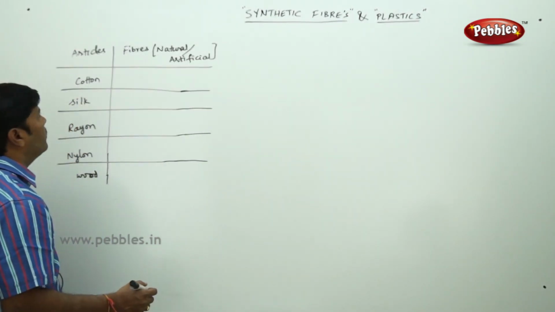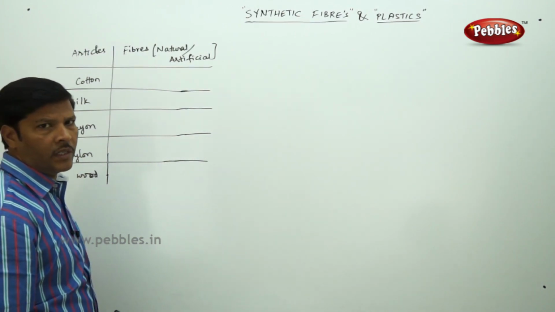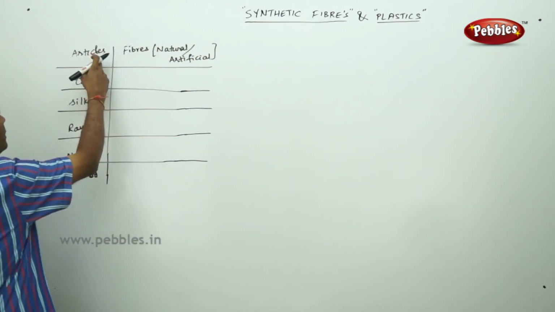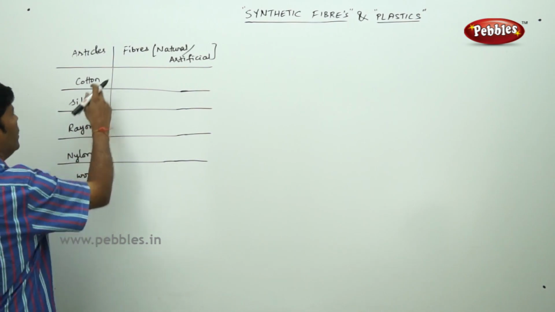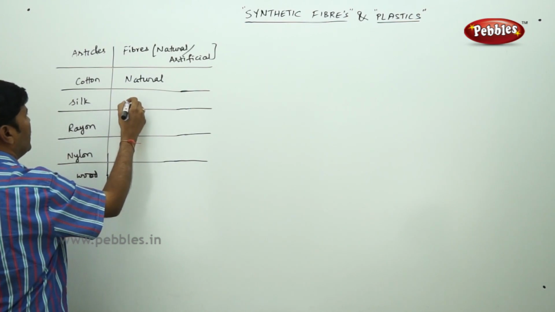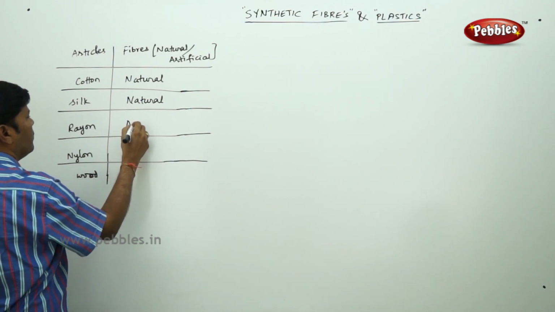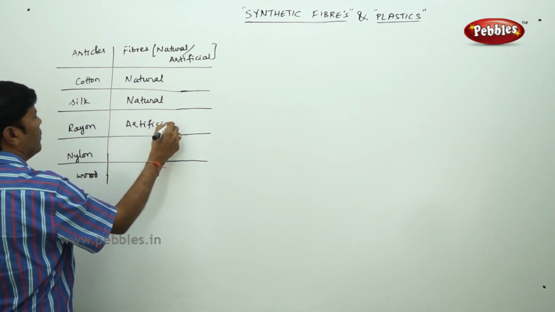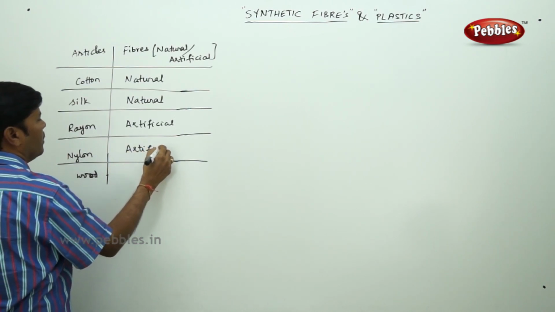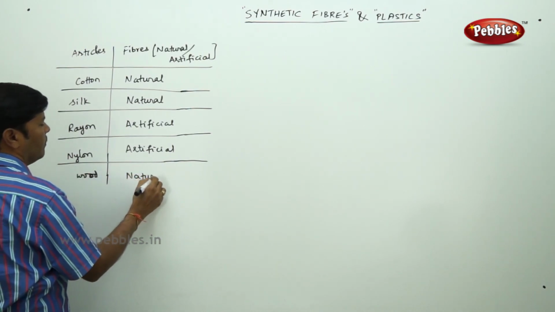Look at this tabular form here. Here we have articles, the different articles which lead to fiber formation: cotton, silk, rayon, nylon and wood. Cotton is a natural fiber. Silk also is a natural fiber. Rayon is an artificial fiber, and nylon also is artificial, and wood is again a natural fiber.